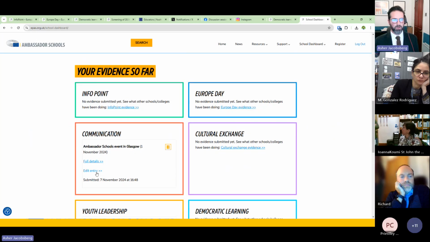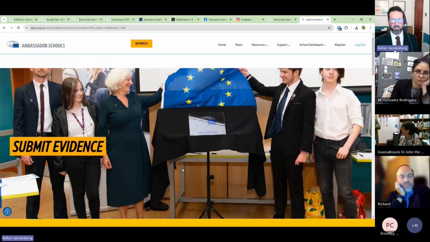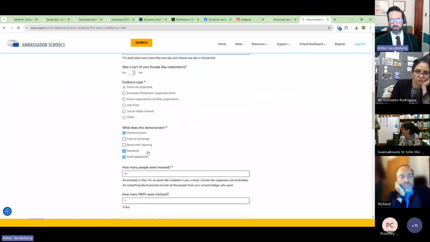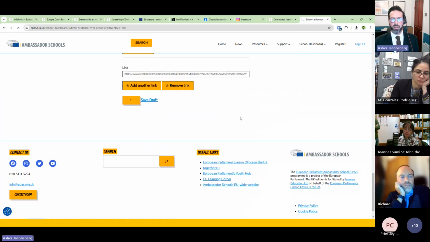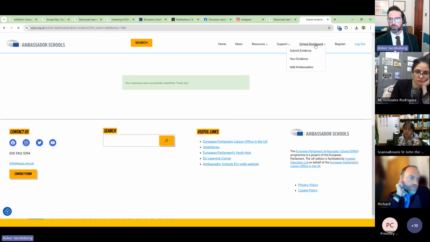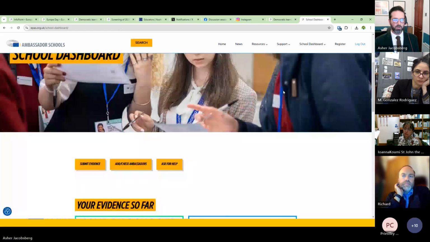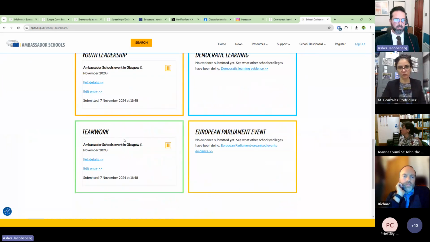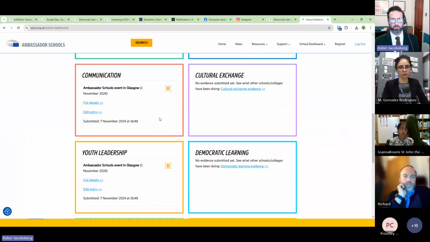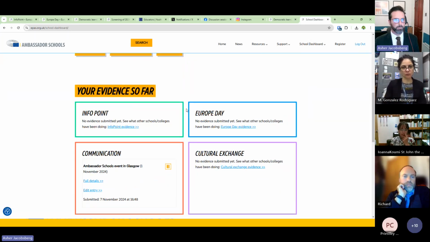And if we want to edit it again, we can click on edit entry there, and we think actually it wasn't just communication, there was also teamwork as well. We can update that. And if we look on the school dashboard, then we can see it's gone into here under communication and youth leadership and teamwork. So we're starting to tick off those boxes very, very quickly. So that's how evidence is uploaded.